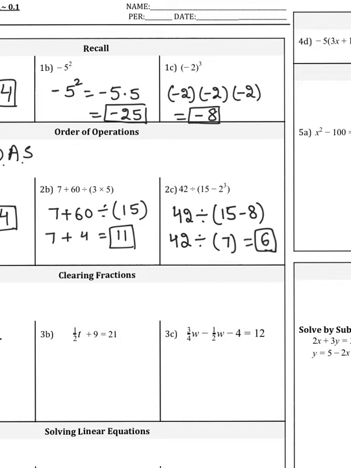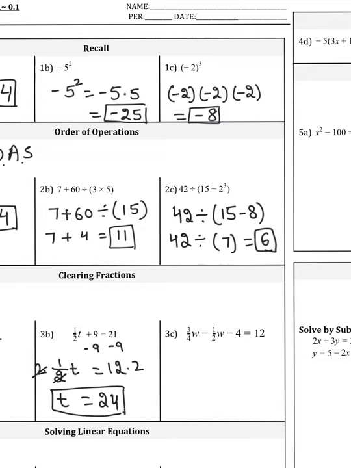And for 3b, we first take care of 9 by subtracting 9 from each side. So 1 over 2 t equals 21 minus 9, and that's going to be 12. Multiply 2 on both sides so that you can cancel the 2 from the bottom, and t equals 24.